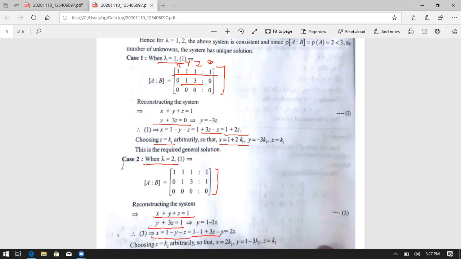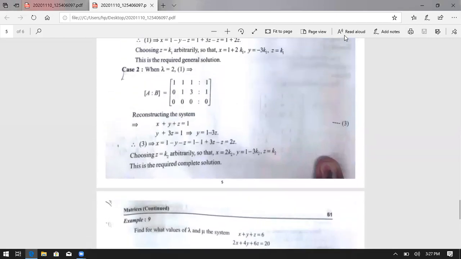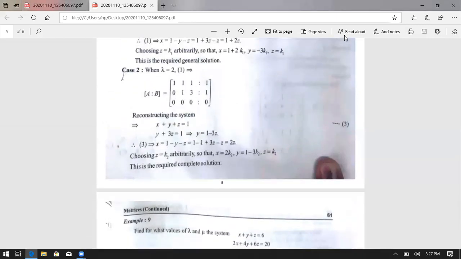Next, here we choose the z value. Choose z is equal to k2. Then x is equal to 2k2, y is equal to 1 minus 3k2, and z is equal to k2. Okay, this is your required complete solution.